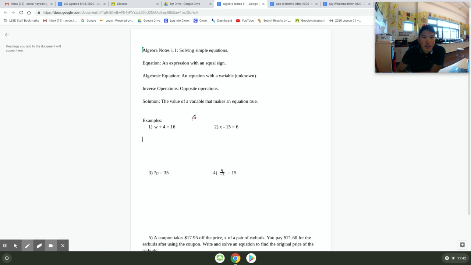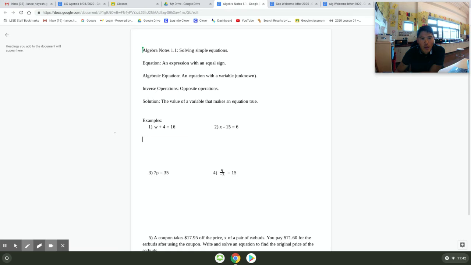Lesson 1.1, solving simple equations. So here are some definitions that you'll need to know and probably should write down in your notebook. What an equation is. An equation always has an equal sign. And then we'll be solving algebraic equations. You'll have some sort of variable or unknown that you need to find the solution for.